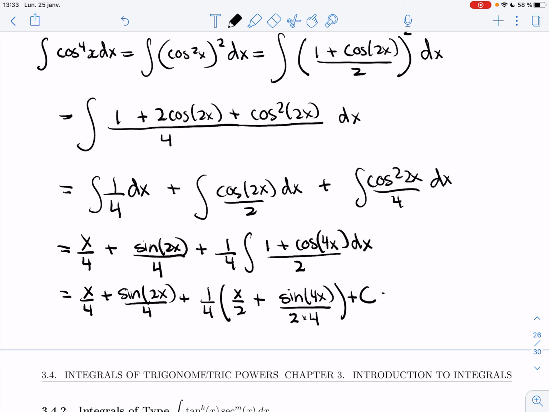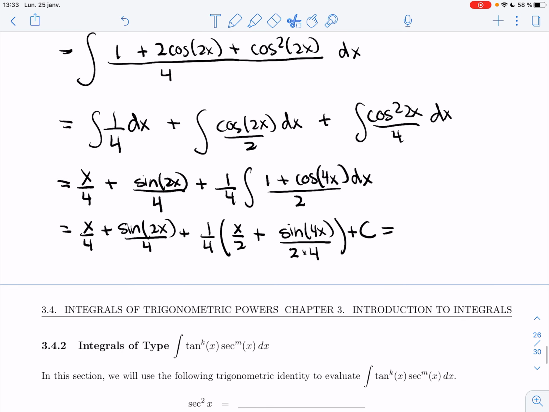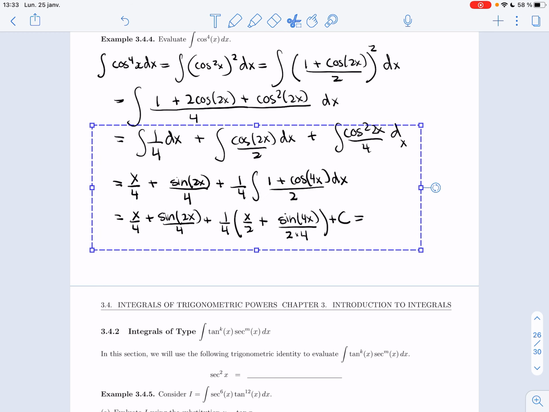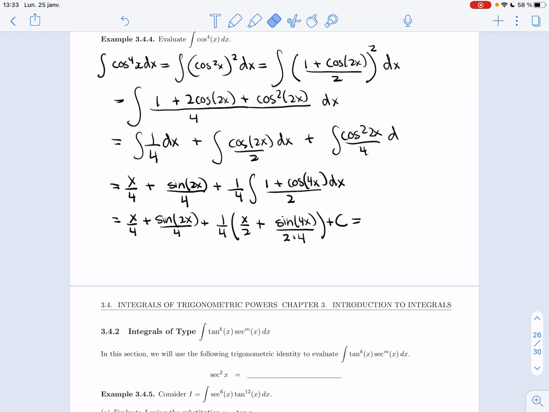All right, so let me simplify this if I can. Let me move this up a bit. All right, so I'm getting x over 4 plus x over 8. That's 3x over 8. I have a sine 2x over 4. All right, so this one is taken care of. This one is here, and now I have this times this. So that's sine 4x, and then 4 times 2 times 4 is 32.